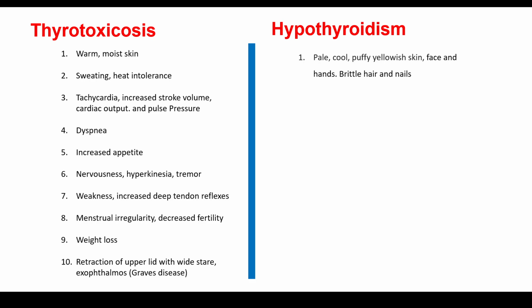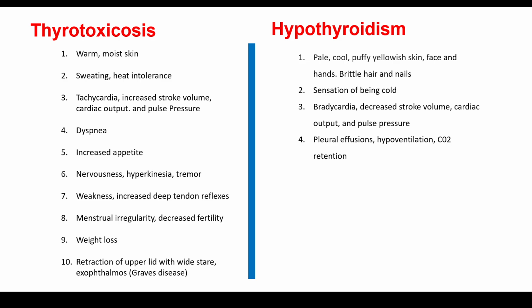In case of hypothyroidism, usually the patient will have symptoms and signs opposite to those of thyrotoxicosis. A hypothyroidism patient presents with pale, cool, puffy yellowish skin, face and hands, and there will be brittle hair and nails. There can be a loss of hair as well, and the sensation will be cold. There will be a decrease in the heart rate, a decrease in the stroke volume, cardiac output as well as the pulse pressure, and there can be an increased risk of pleural effusion, hypoventilation and carbon dioxide retention.